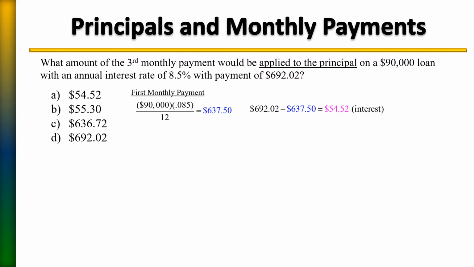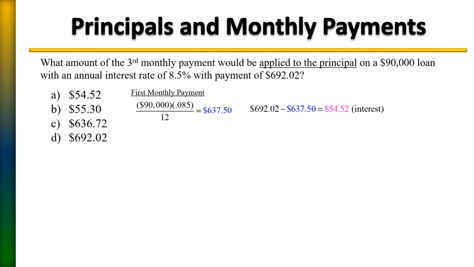And now what we can do is go ahead and subtract that from our monthly payment. And that means that $54.52 of that goes toward the principal. You know, with loans, you really pay interest toward the beginning. Mostly it goes toward the interest, and then the actual payments go down.